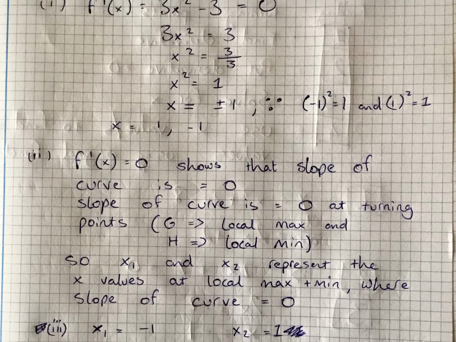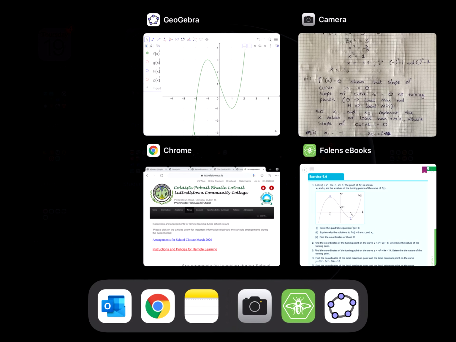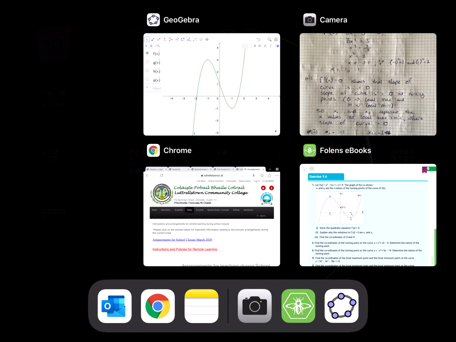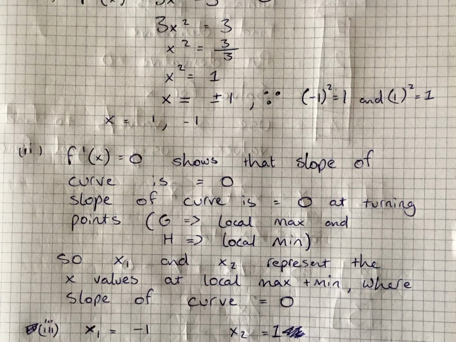Okay? So part 2 then says, explain why the solutions to f prime of x equal to 0 are x1 and x2. Now it's telling you in part 2 that you should have two answers. So if you didn't get two answers, you know you've made a mistake.